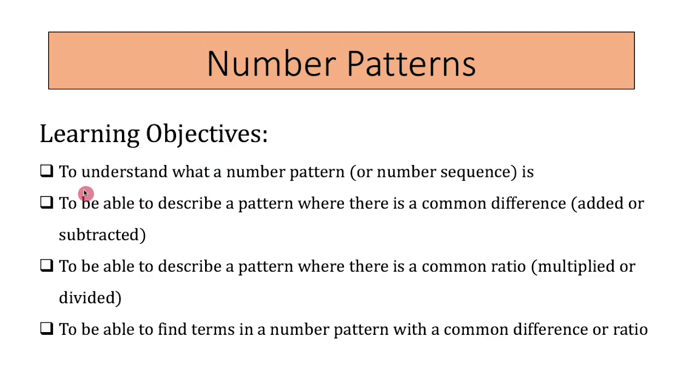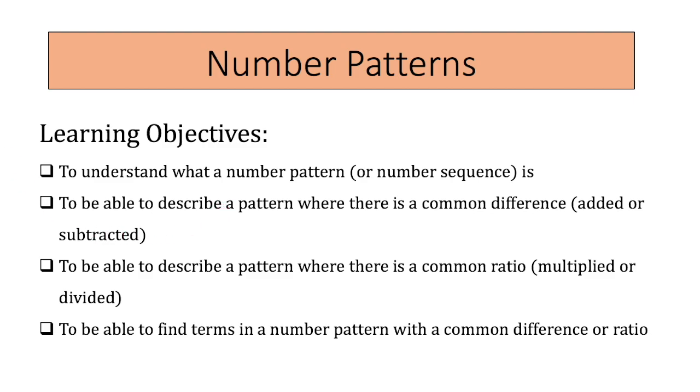Our learning objectives are to understand what a number pattern or number sequence is, to be able to describe a pattern where there is a common difference, in brackets added or subtracted, to be able to describe a pattern where there is a common ratio, multiplied or divided, and finally to be able to find terms in a number pattern with a common difference or ratio. Okay, that's a lot of information. Hopefully we're able to do all of this by the end of the lesson.